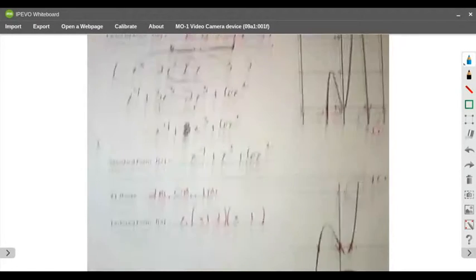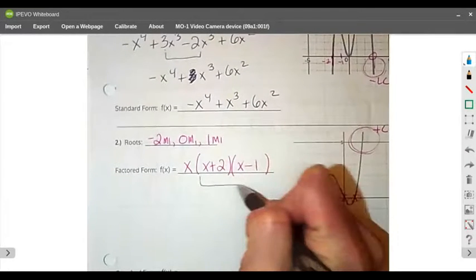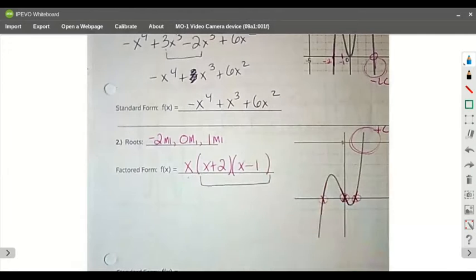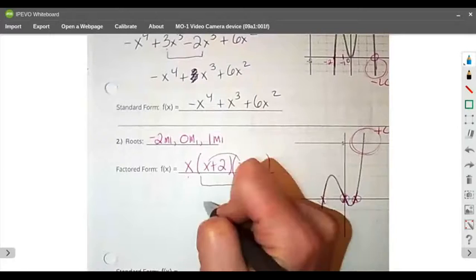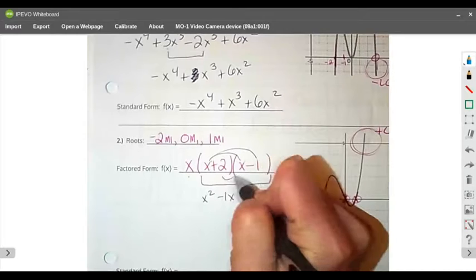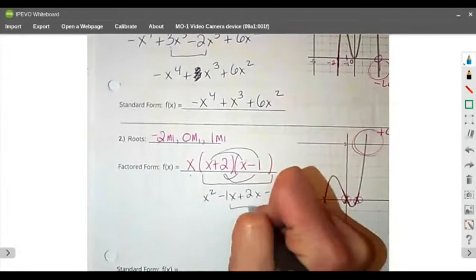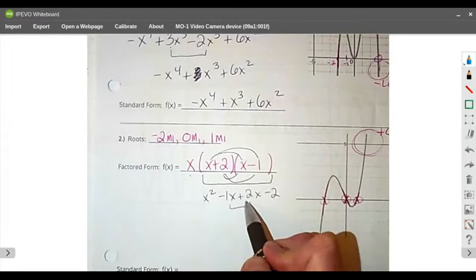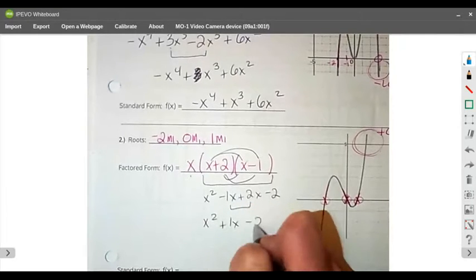Let's take a look at number 2. For this one, I'm going to multiply these two first, and then I'm going to multiply it by x at the end, just to show you another option. It doesn't matter the order that you do it in because with multiplication, order doesn't make a difference. So I'm going to do these two first. x times x is x squared. x times negative 1 is negative 1x. 2 times x is 2x. 2 times negative 1 is negative 2. I'll combine these two: negative 1x and 2x is 1x. So this is going to be x squared plus 1x minus 2.